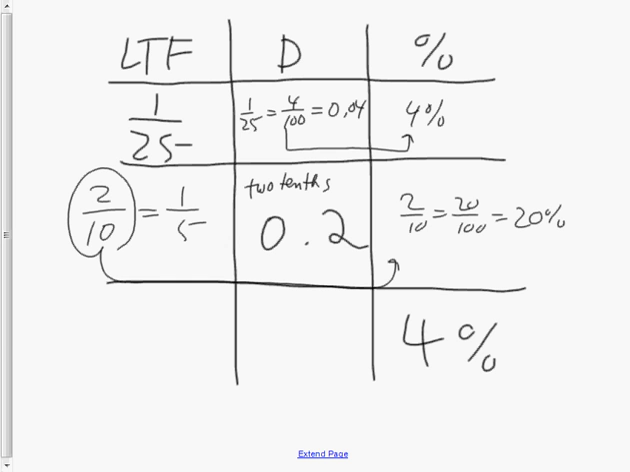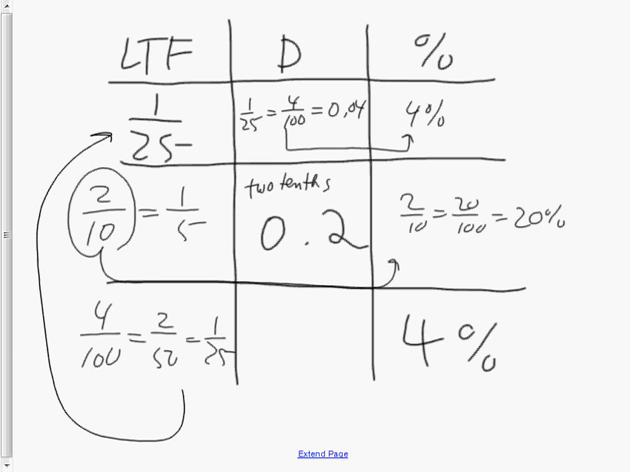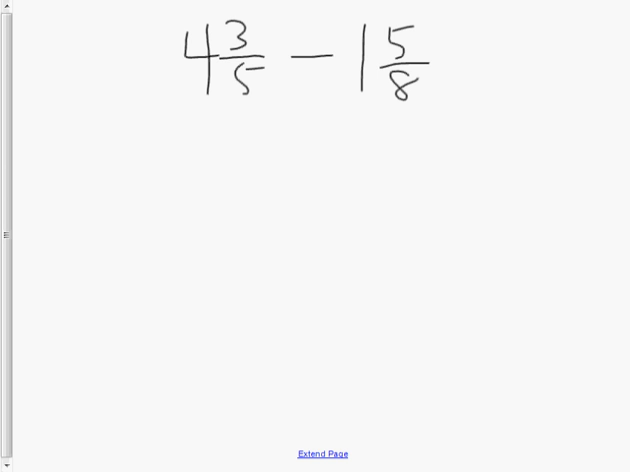And over here, 4% as a fraction is 4 out of 100. In lowest terms, it's 2 out of 50, which in lowest terms, I did the same thing again. How stupid am I? And since we know that that's that, I might as well just write it here. I wrote the same question twice. Oops.